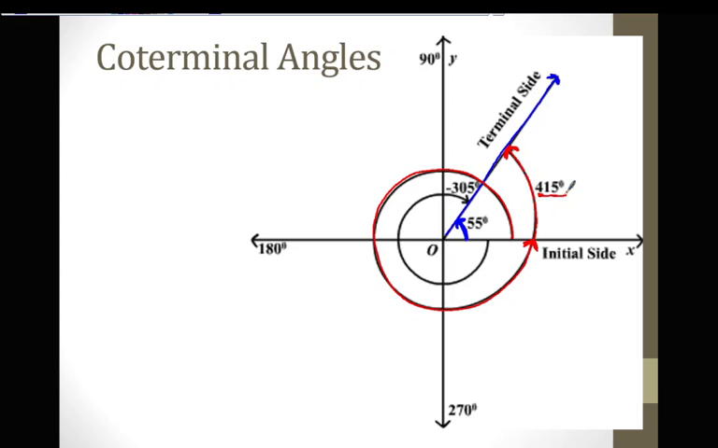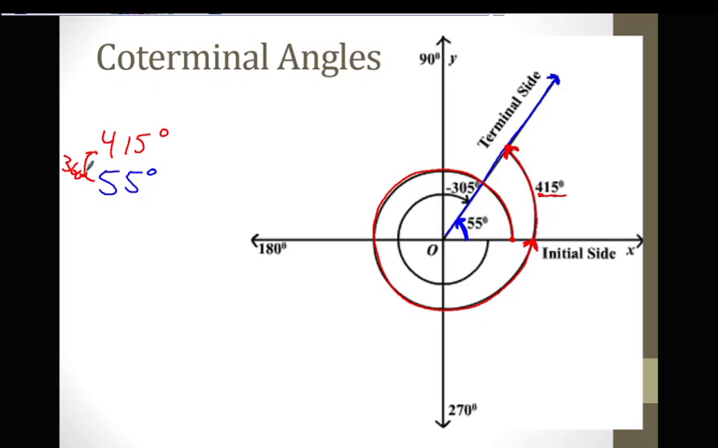Did it start in the same place? Yes. Both started on the initial side right here. Did they end in the same place? Yes. They both ended on the same terminal side. The difference is 415 went around one time. Okay? So think of it this way. My original angle was 55 degrees. Its coterminal angle of 415 degrees. Basically, we took this angle and added 360 degrees.